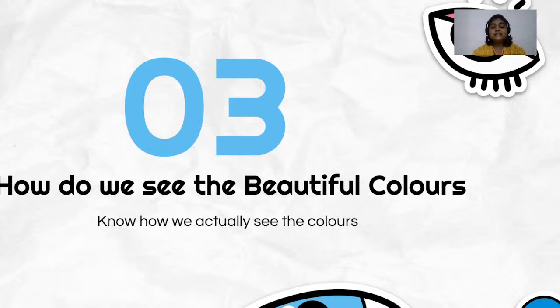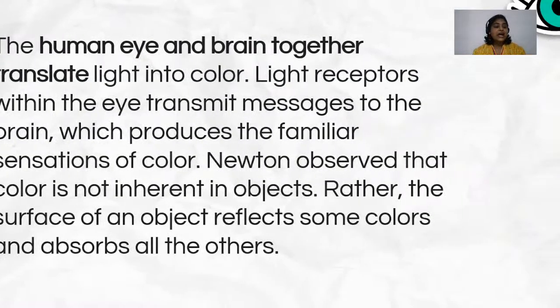Now in this slide we'll be studying how we actually see the colors. The human eye and brain together translate light into color. Light receptors within the eye transmit messages to the brain, which produces the familiar sensations of color.